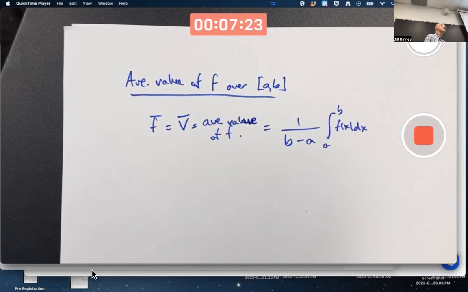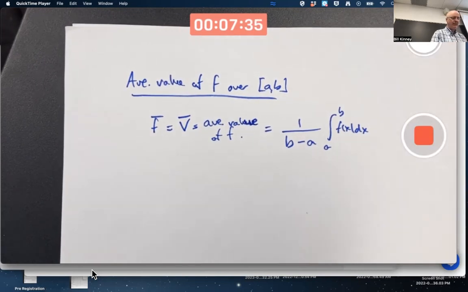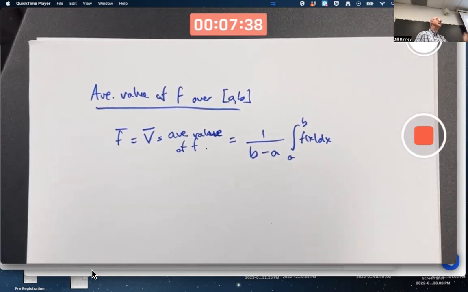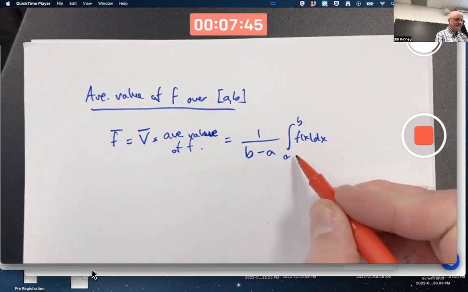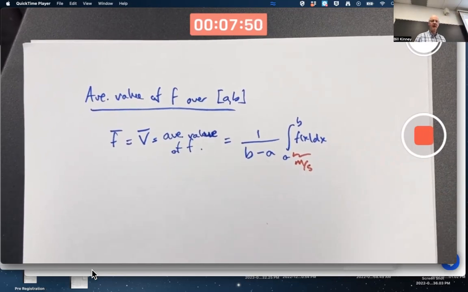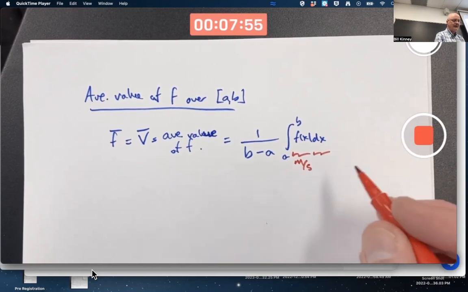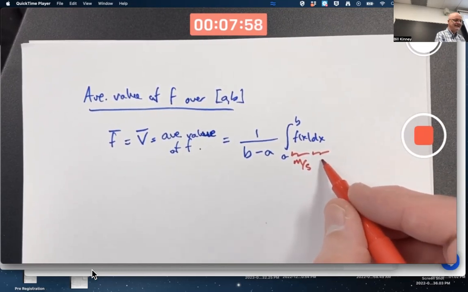In applications, the units for the average value of a function are the same as the units for the function itself. That should make some intuitive sense. So, for example, if f of t represents your average velocity or average speed, this could be in, for example, meters per second or centimeters per second or miles per hour or whatever. And I'm using an x, but it still could represent time. Maybe x is in seconds.